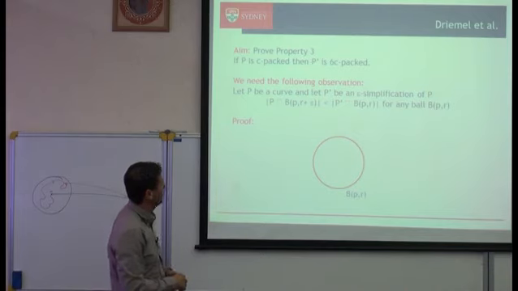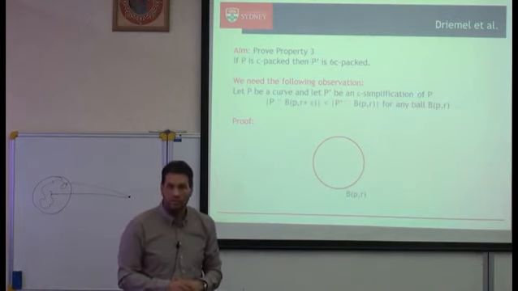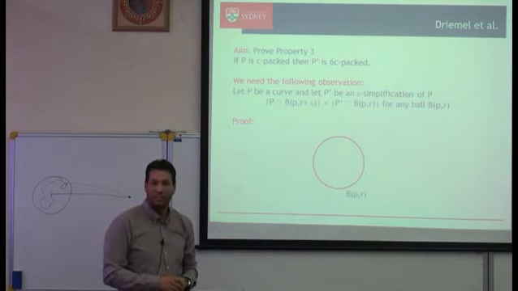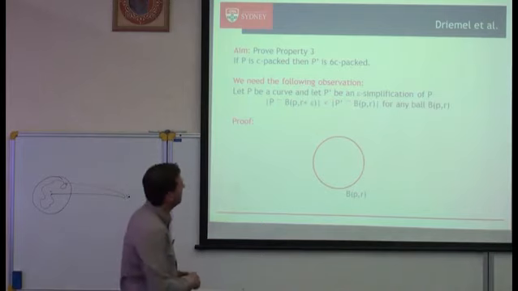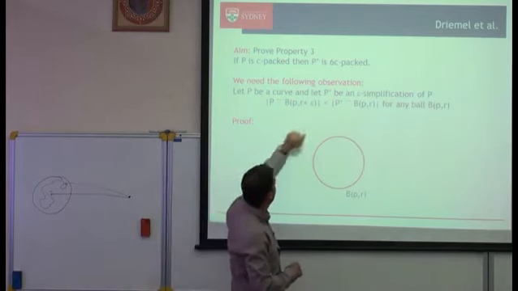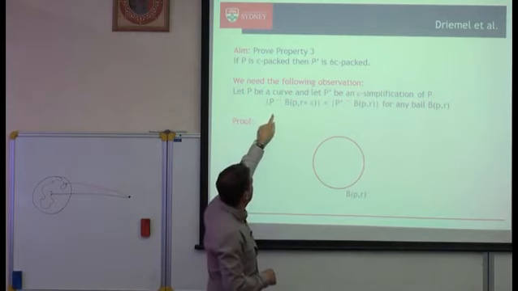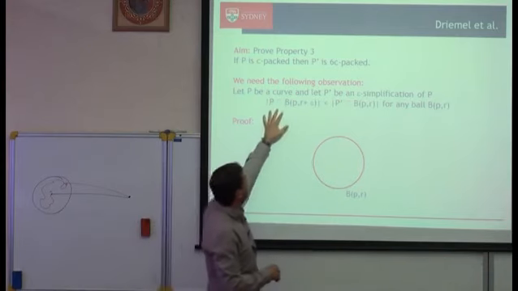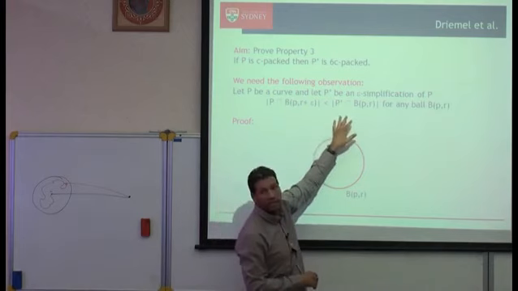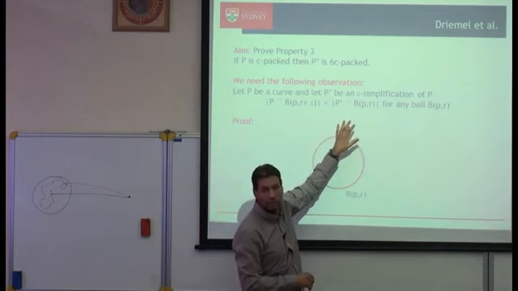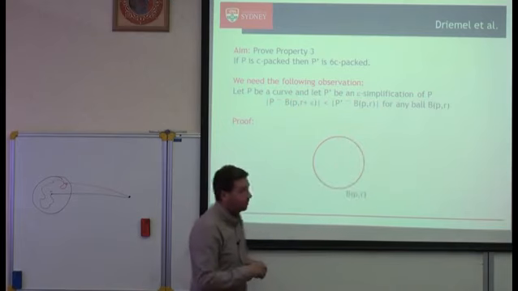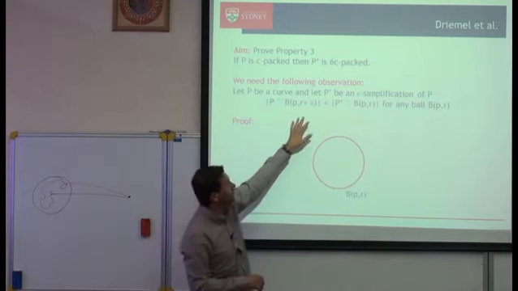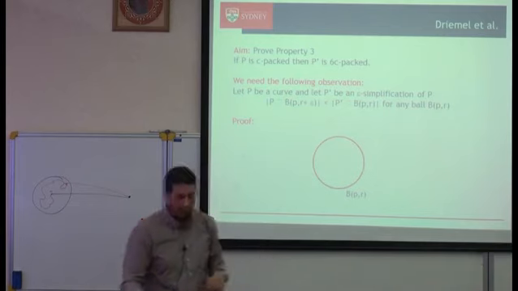Is that true? I guess I actually changed the inequality, right? If I make the ball bigger, it's highly unlikely that the length of the path will be smaller. So I guess this should actually be greater than. So if I take the intersection between P and a ball of radius r plus epsilon, then this length has to be greater than or equal to the length of the simplification in a smaller ball. And this smaller ball has radius r. And epsilon is, of course, the simplification parameter.